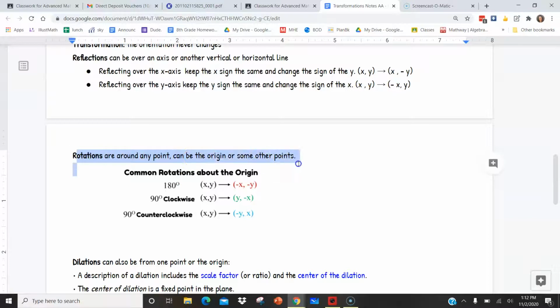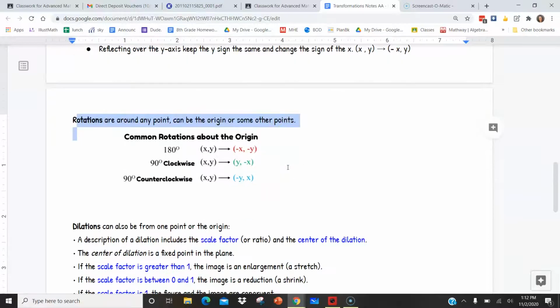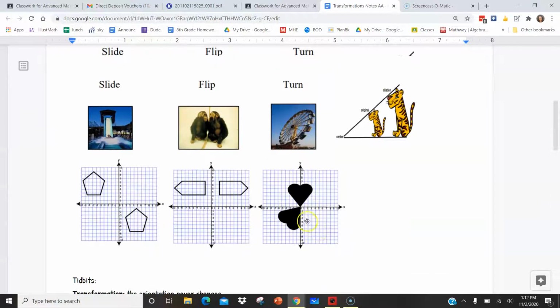Now, rotation is going to be a little bit different because rotations mean I'm going to take my figure and rotate it around some point. Here, I can flip it over the x or y axis. I can also flip it over a line, x equals 2. When I rotate, the same thing happens. I can rotate it on one point.